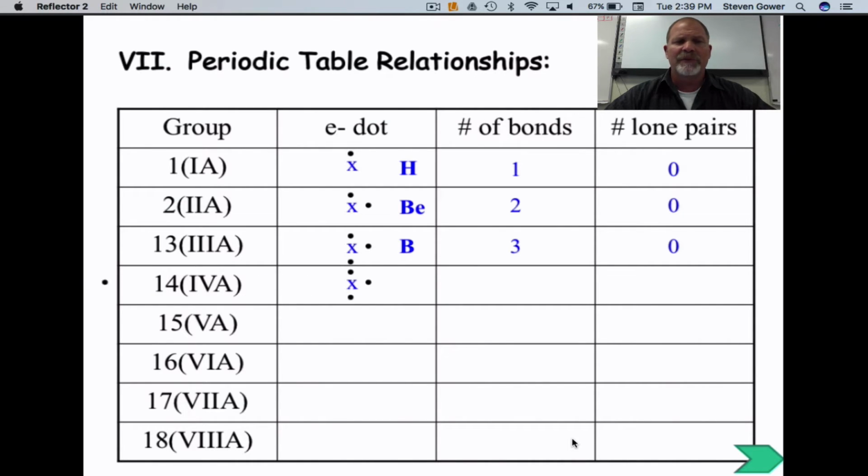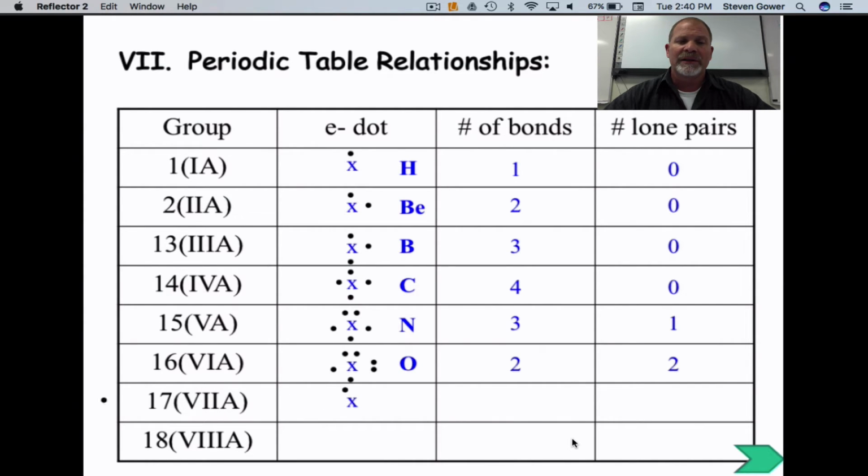So I start out with carbon in group 14. Carbon has 4 valence electrons, loves 4 bonds, doesn't matter: 4 singles, 2 doubles, 2 singles and a double, or a single and a triple. It just loves 4 bonds, no lone pair. Group 15, we go 1, 2, 3, 4, and we finally pair up once. So group 15 loves 3 bonds and 1 lone pair. That's its preference. Group 16: 1, 2, 3, 4, 5, pair up once, 6, pair up twice. So group 16 loves 2 bonds and 2 lone pairs.